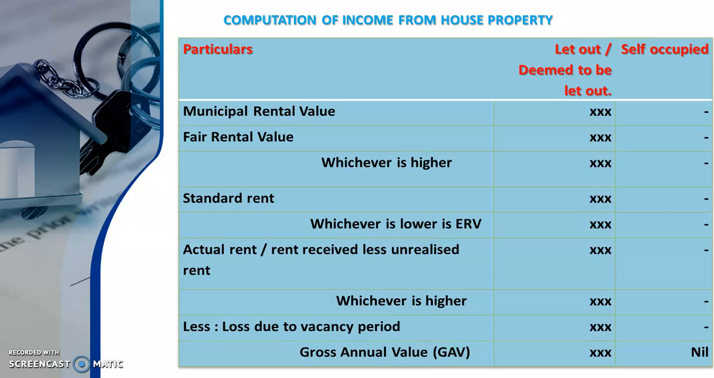So simply we can say MRV, FRV, whichever is higher, compared to standard rent, whichever is lower is going to be called ERV, and the same is to be compared with actual rent after reducing unrealized rent. We have to take the higher value, from which loss due to vacancy is to be reduced to get gross annual value. With this format, we will see how to compute GAV for the various situations.